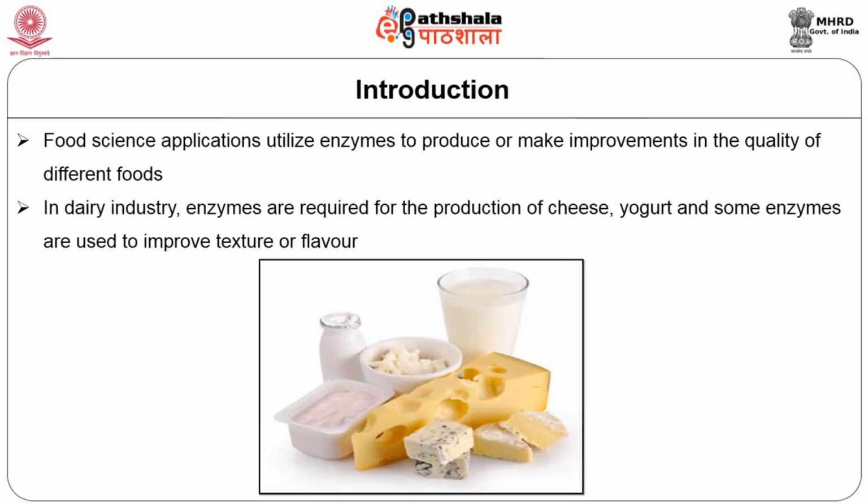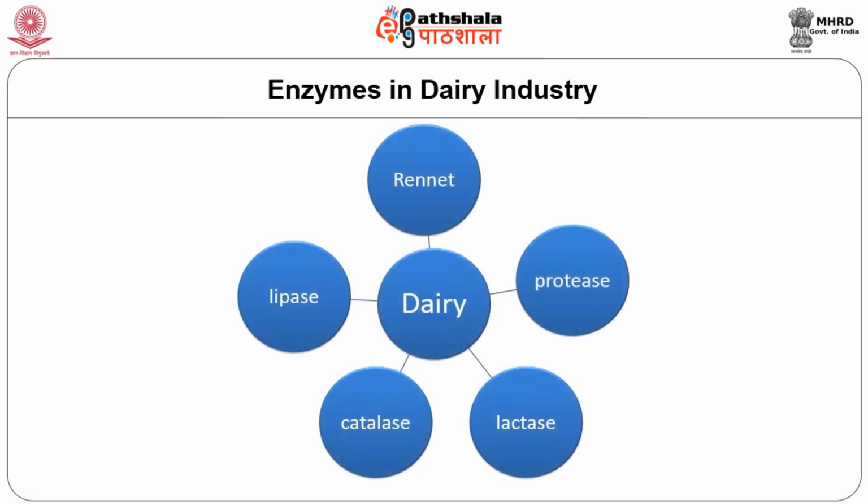Certain food science applications utilize enzymes to produce or make improvements in the quality of different foods. In the dairy industry, certain enzymes are required for the production of cheeses, yogurt and other dairy products, while others are used in a more specialized fashion to improve texture or flavor. Five of the more important enzymes and their role in the dairy industry will be described.